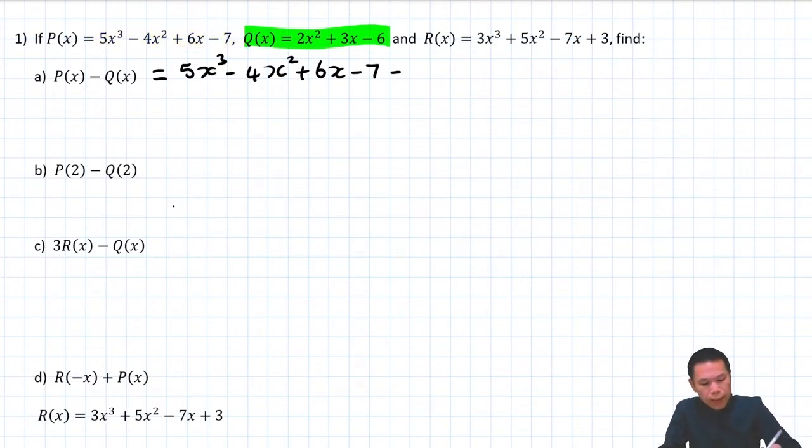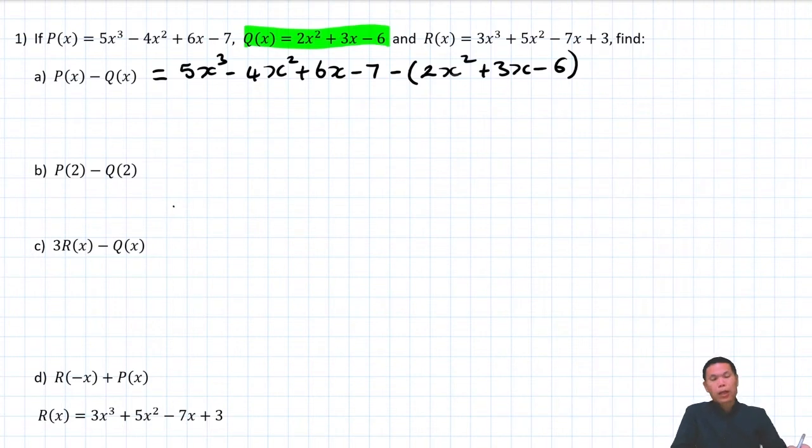Now we minus q of x. But q of x is more than one term, so we have to bracket it, okay? So minus the whole lot, which is minus (2x squared plus 3x minus 6). There you go. Now we just collect like terms.